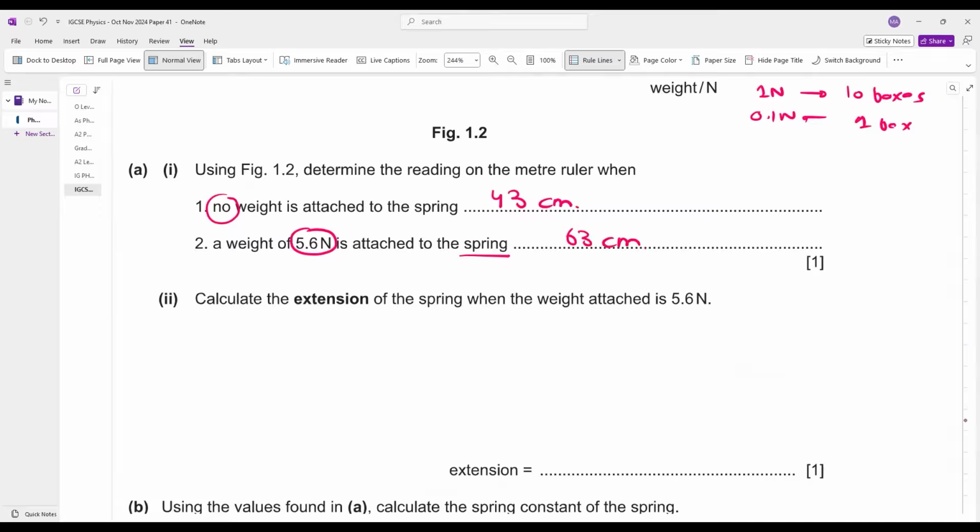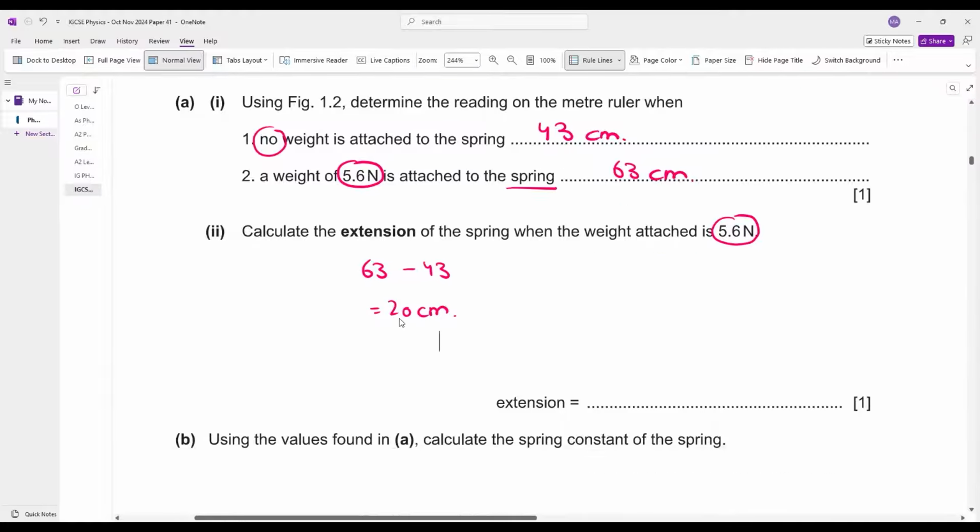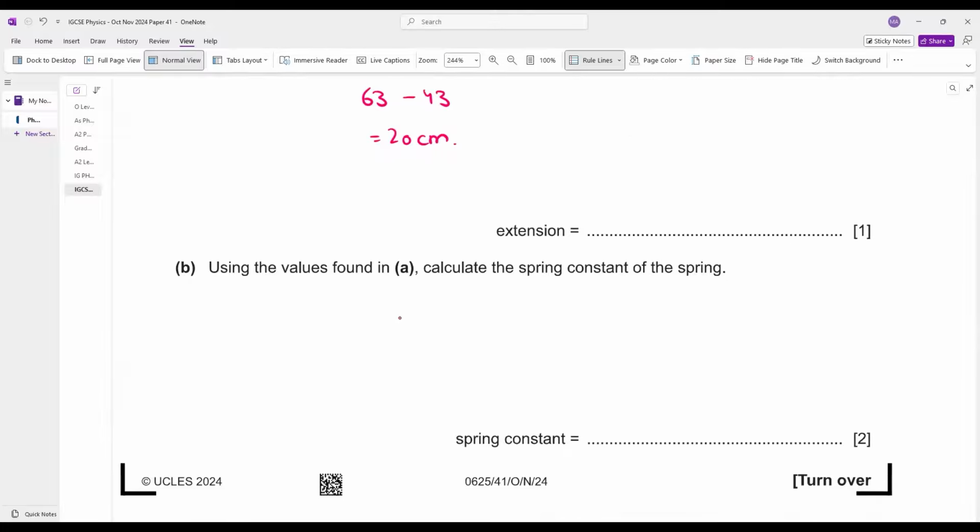Calculate the extension of the spring when the weight of 5.6 Newton is attached. That is simple. When you attached 5.6 Newton, the meter rule reading is 63. When there was no weight attached, the reading was 43. What is the extension? 20 centimeters. Simple. We subtract the no-weight reading from the 5.6 Newton reading, and you get the extension, 20 centimeters.